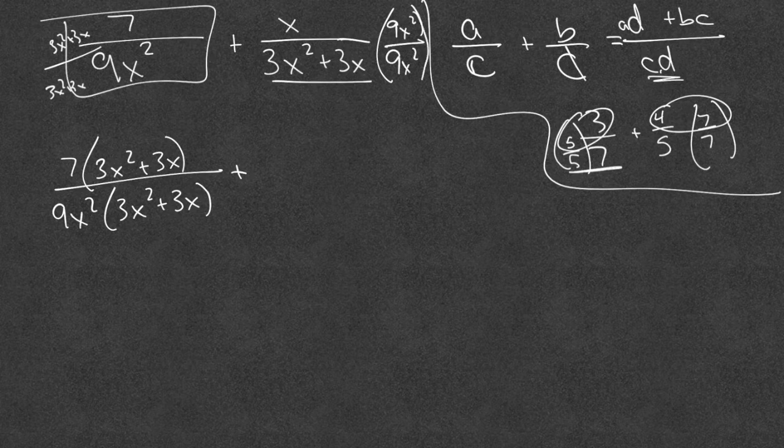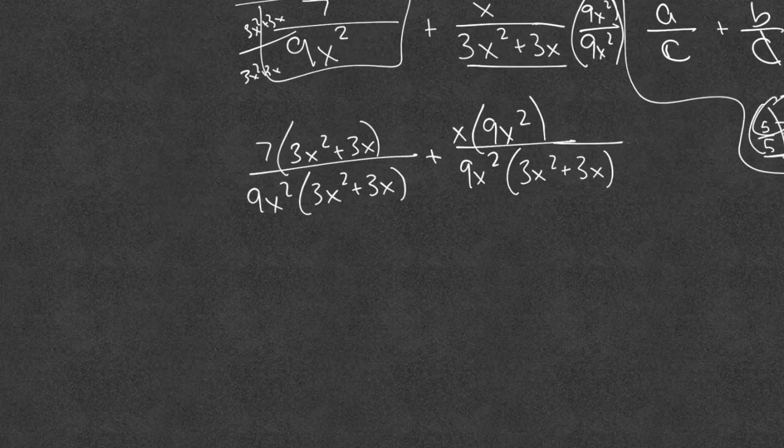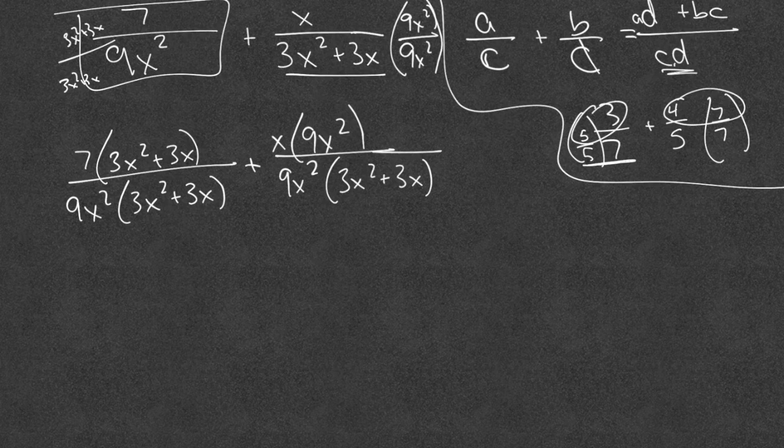Doing it this way will cause me to have to reduce at the end, but this tends to be the easiest way rather than having to find the least common denominator or the least common multiple of the denominator. So now I have x times 9x squared over 9x squared times 3x squared plus 3x. So now I technically do have a common denominator.